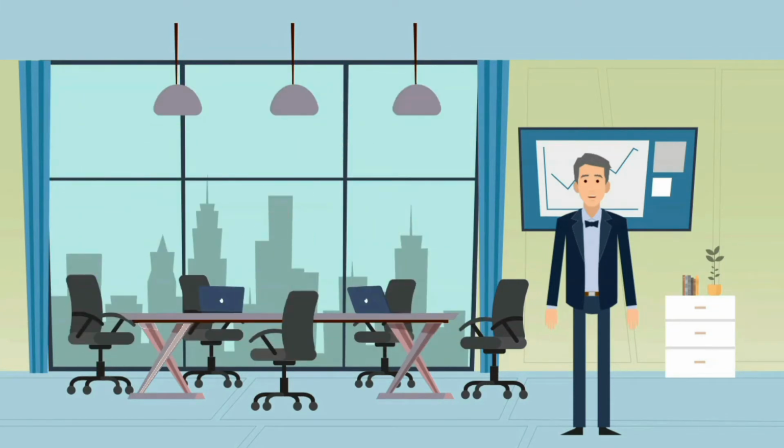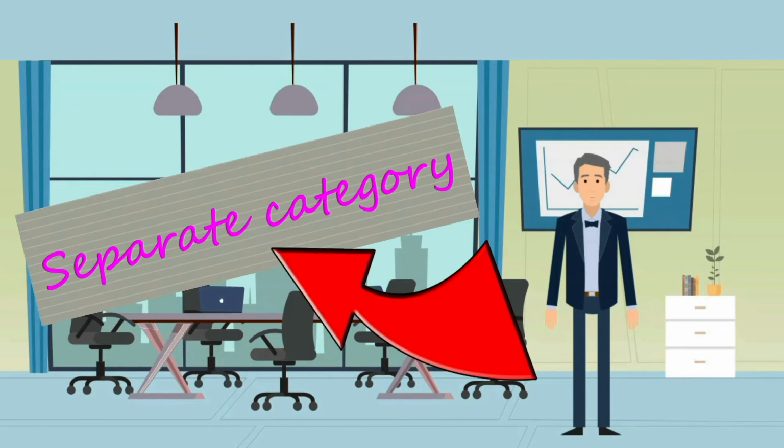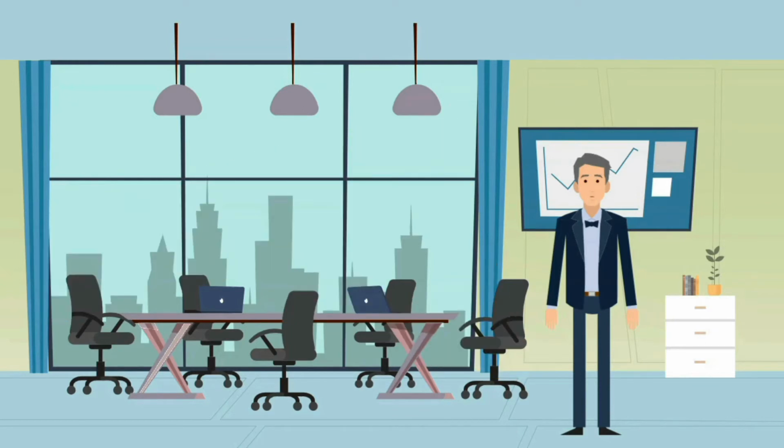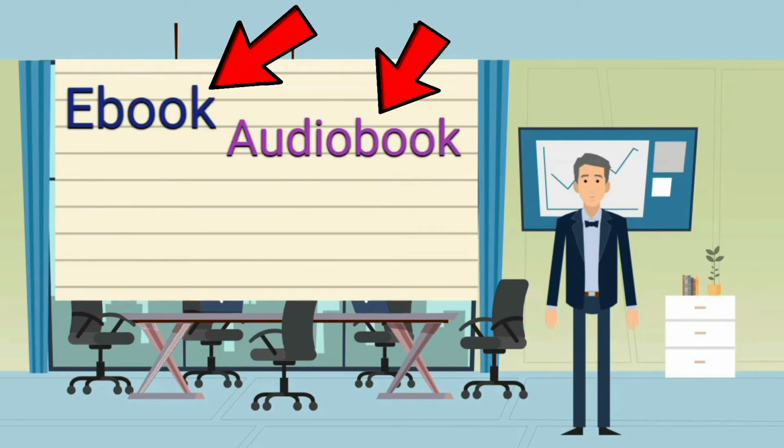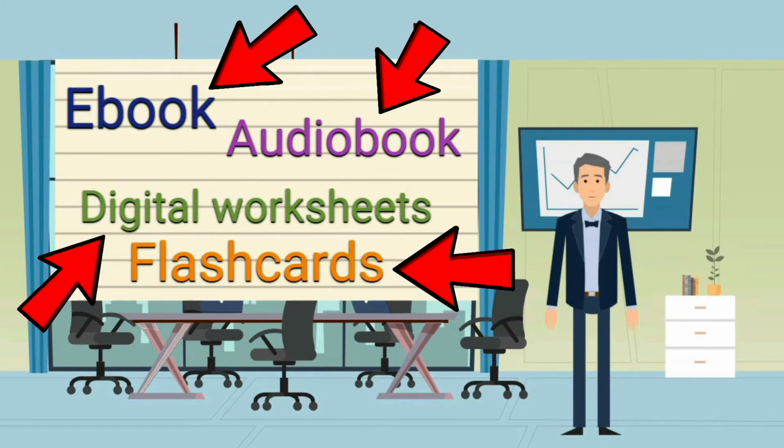The fourth option is to sell digital products. While you can consider categorizing them similarly to online courses, however, they should be considered as a separate category. This is because they have a slightly different teaching approach and objective for your students. A digital product could be an ebook or audiobook, digital worksheets or flashcards.